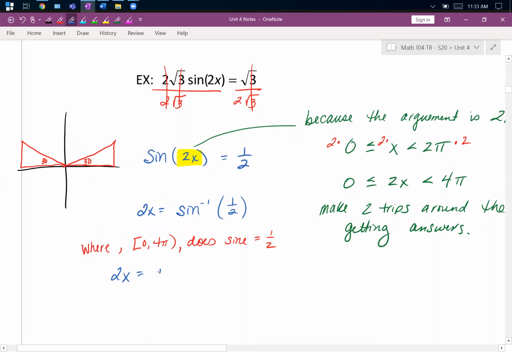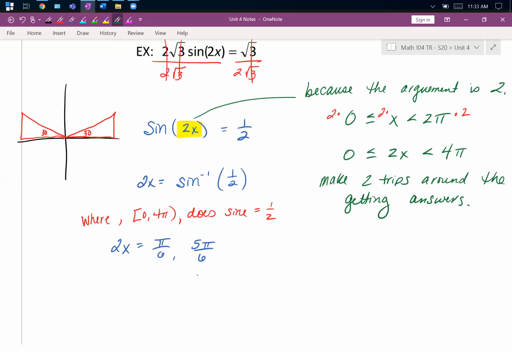So that's going to be pi over 6 and 5 pi over 6. This is only the first trip. Now we need to go a second trip around the circle. We'll get 2 more answers. But all you need to do is add 2 pi to each of these to get the next 2 answers.